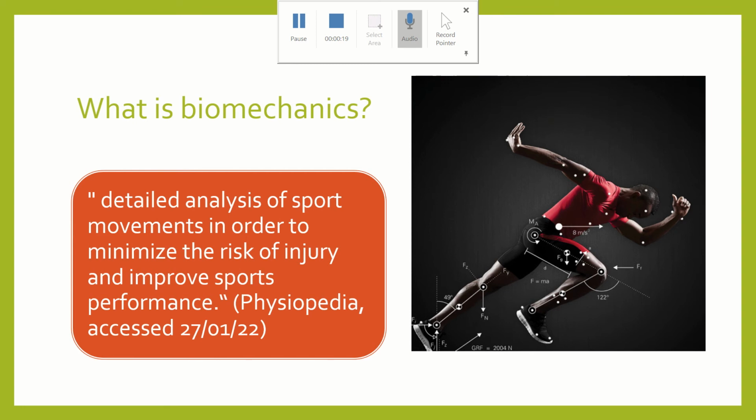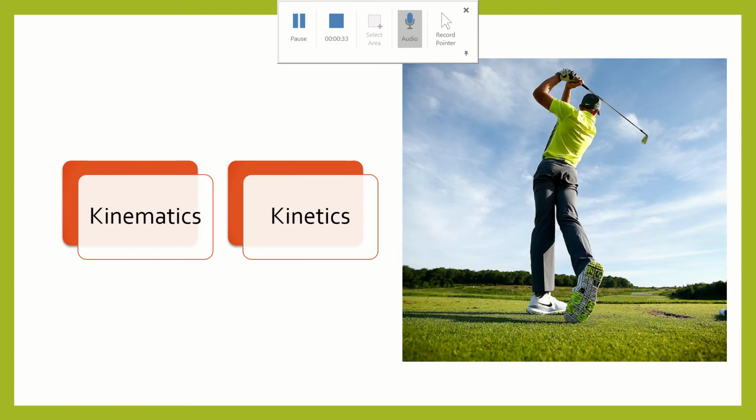Firstly, we are going to look at biomechanics as a whole. As you can see, the definition is the detailed analysis of sports movements in order to minimize the risk of injury and improve sports performance. It's basically just how the body moves. Here it shows that you can break down biomechanics into two different categories.